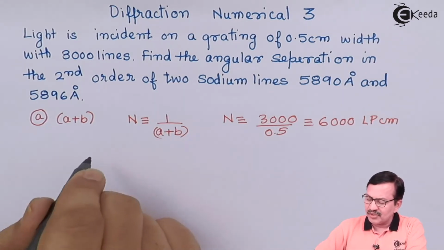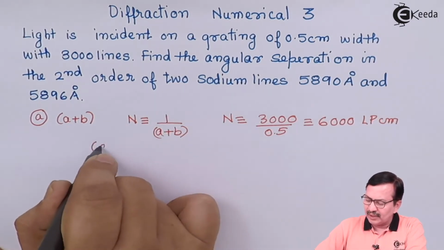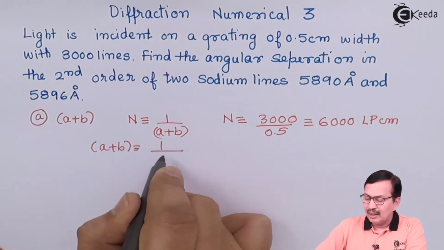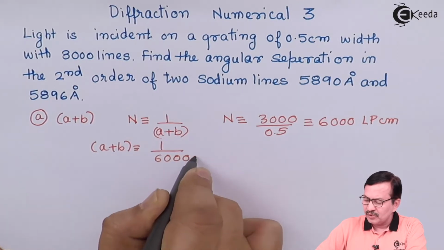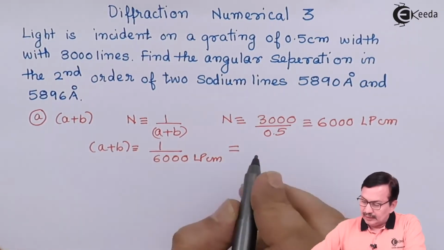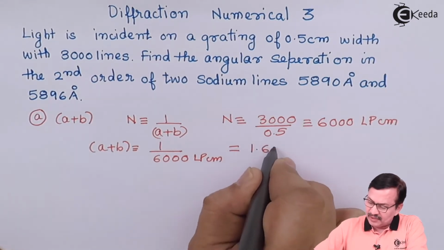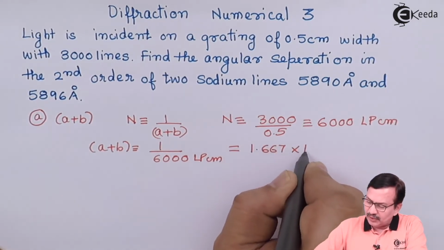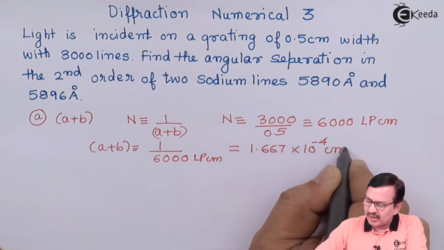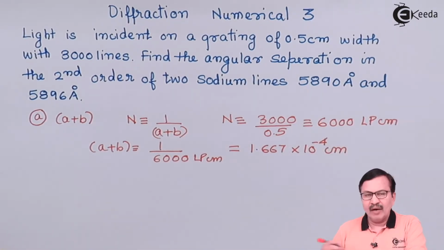I take the inverse of this now to find out your grating element. Your A plus B is equal to 1 upon 6000 centimeters per line, and this works out to 1.667 into 10 raised to minus 4 centimeters. And now we can proceed to the second part of the problem.